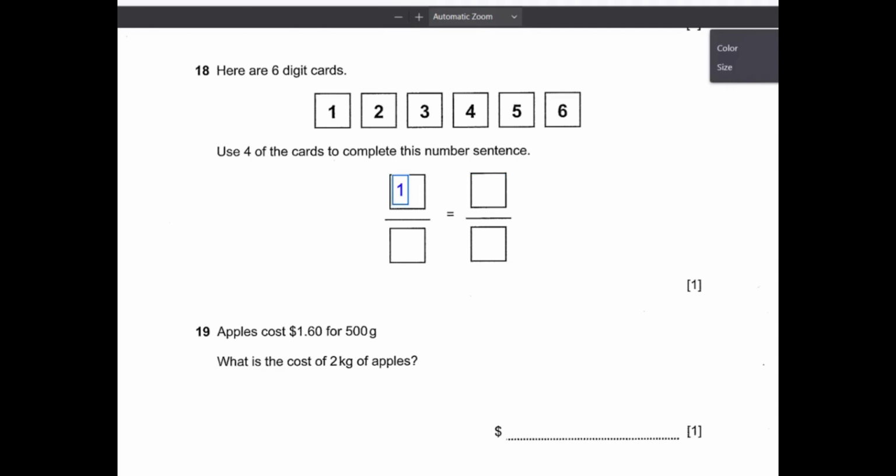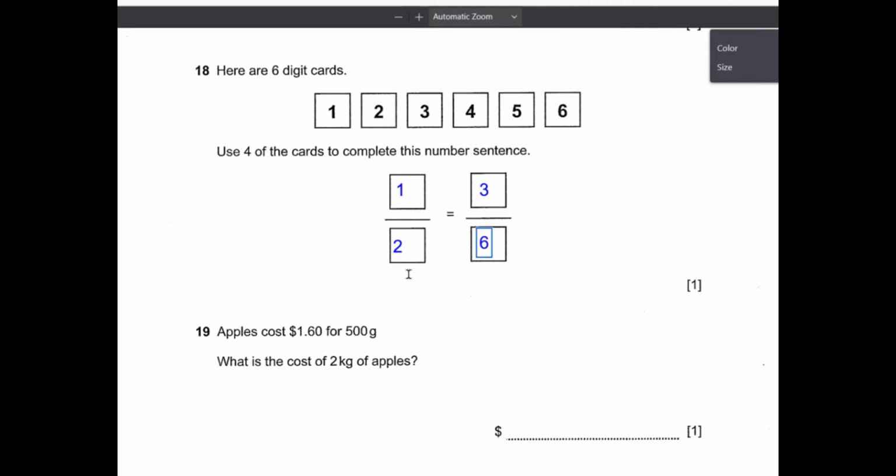Option number 1, we could say it is 1 over 2 and 3 over 6. This could be an option, okay, and we work with it.